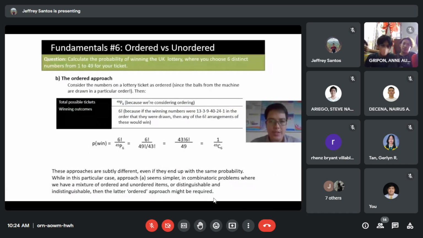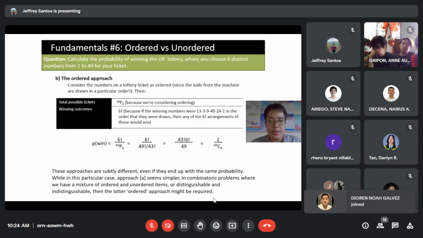So let us continue. So the ordered approach naman tayo, same problem pa rin. Ano? So consider the numbers on a lottery ticket as ordered since the balls from the machine are drawn in a particular order. Then the total possible tickets will be the permutation of 49 taken 6 at a time because we're considering ordering. Tama ba? And the winning outcomes is 6 factorial.